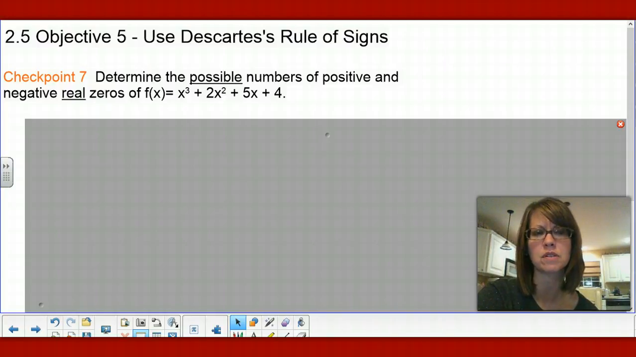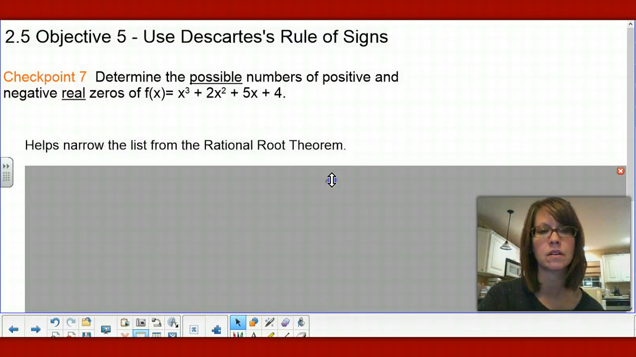And I have written down here checkpoint 7. I'm kind of confusing myself. I'm not sure if it's checkpoint 7 or example 7. I'm going to trust you to go to your book and look that up yourself. Again, we have this word possible like we had with the rational zero theorem. This is the possible number of positive and negative real zeros, meaning the maximum number of x-intercepts on the positive side and the maximum number of x-intercepts on the negative side. Okay? And this is how we tell.